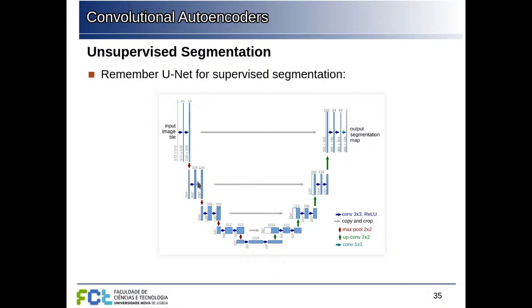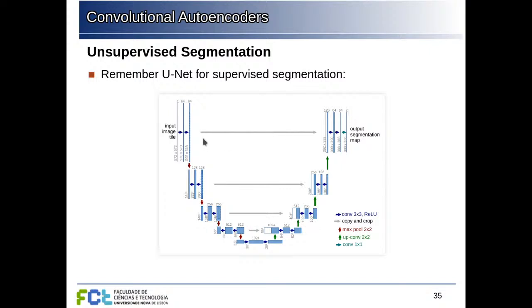Another useful application or interesting application of convolutional autoencoders is for unsupervised segmentation. We saw this UNet last week for supervised segmentation, where we have the input image here. We have a target mask for the different classes of the input. So remember that segmentation involves assigning each pixel to a different class. This is something that you're doing in the assignment, for example. So we have the target mask.